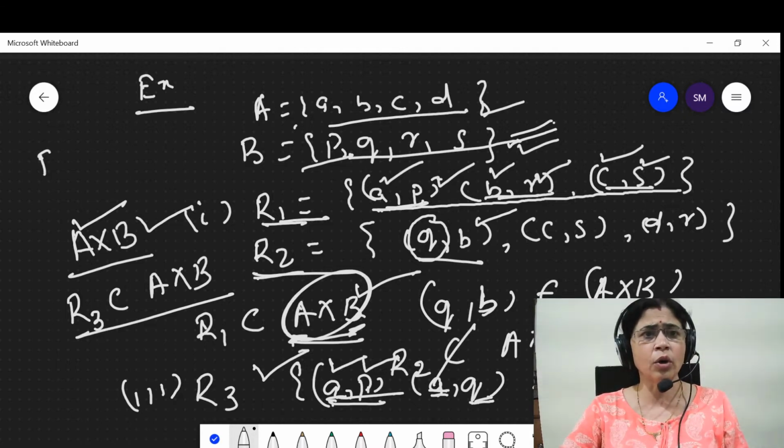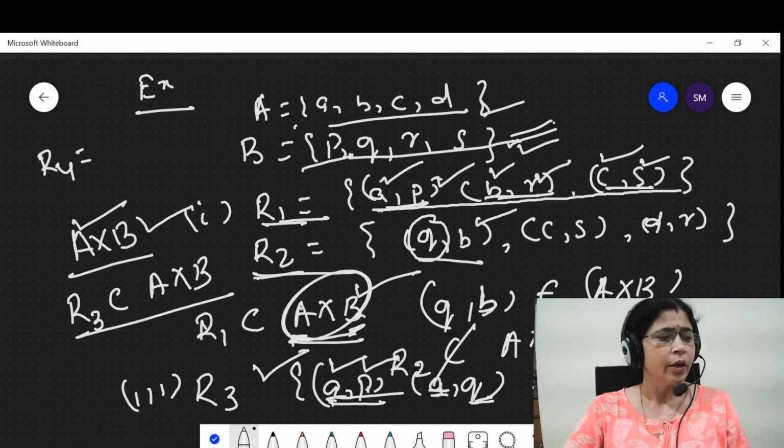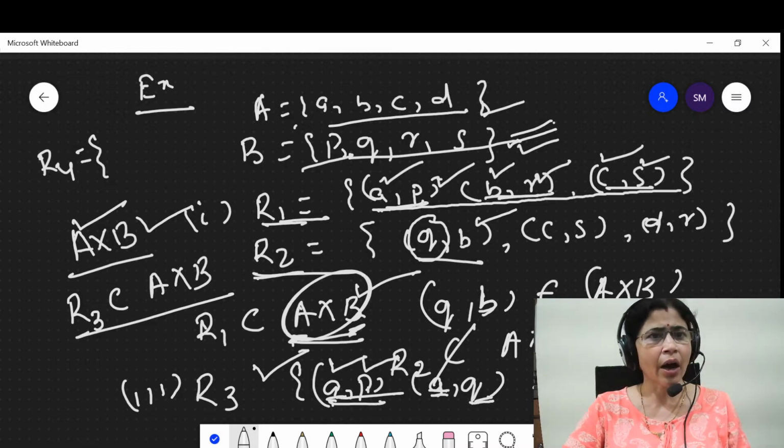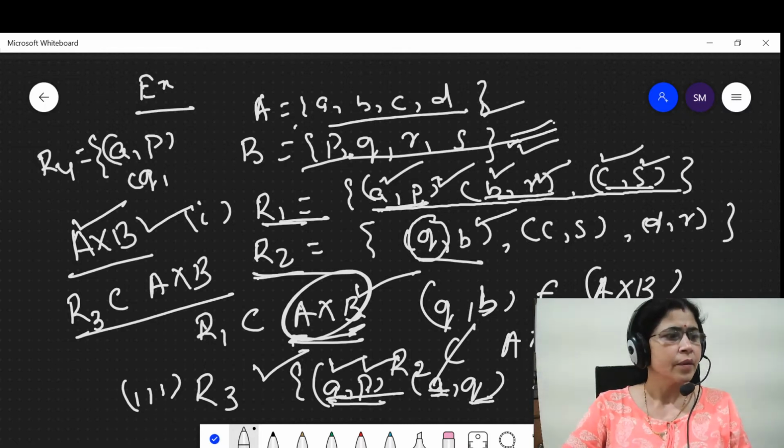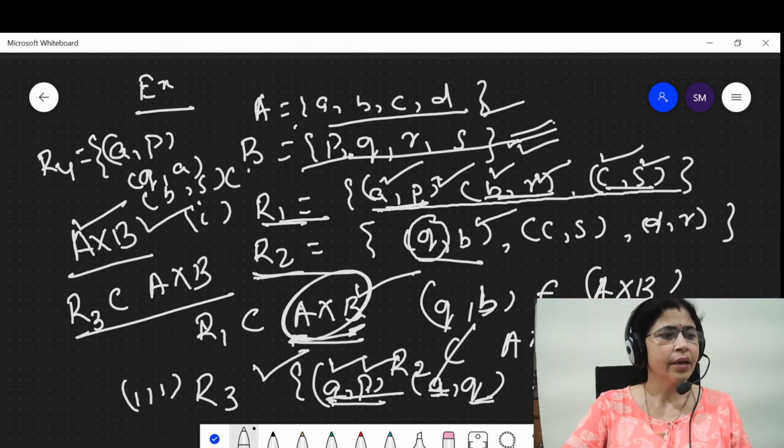I have already told you, when you practice a variety of questions, you get a better idea about the theory. Then you get a profound knowledge about the theory. Look at here. Here R4 says AP and QA, then BS and SB.